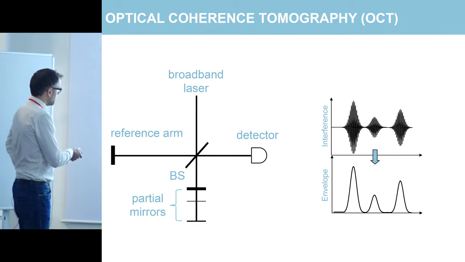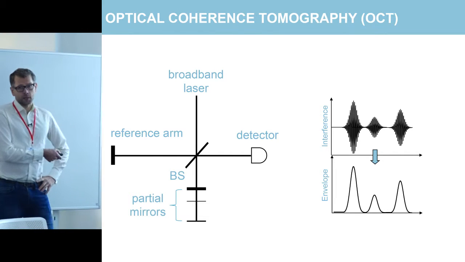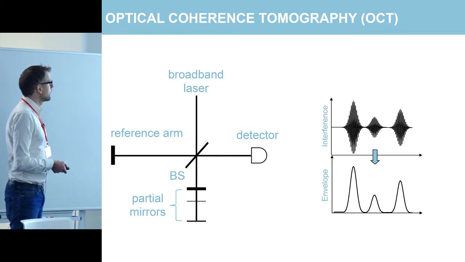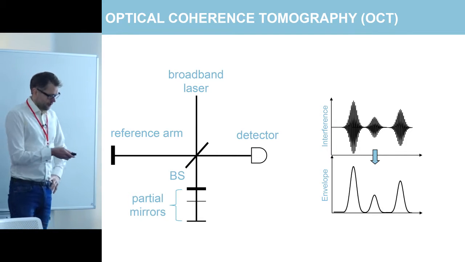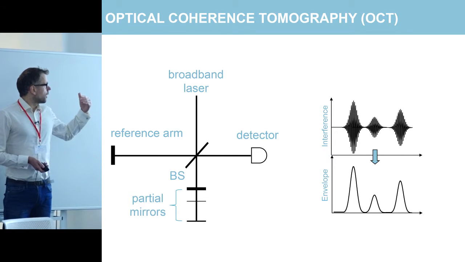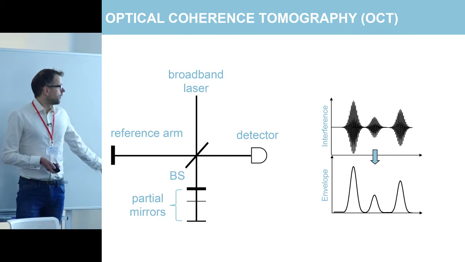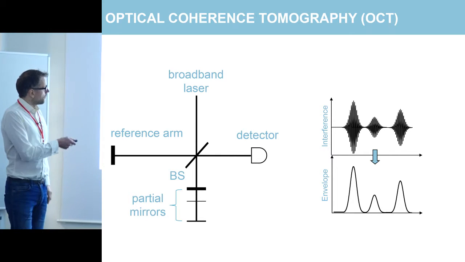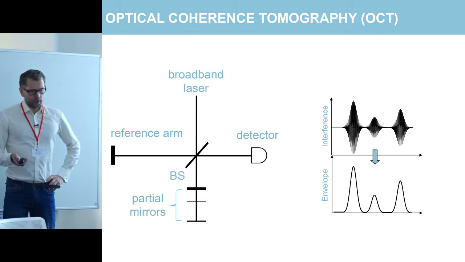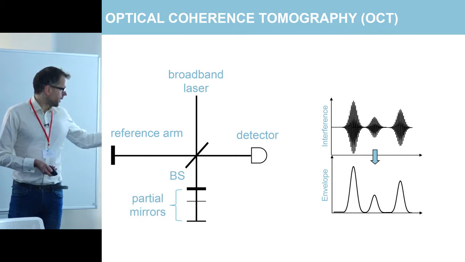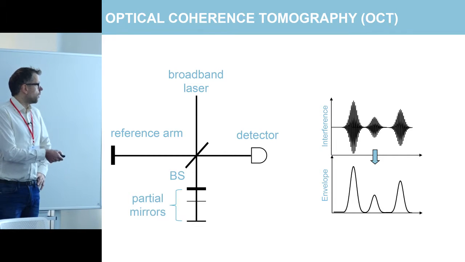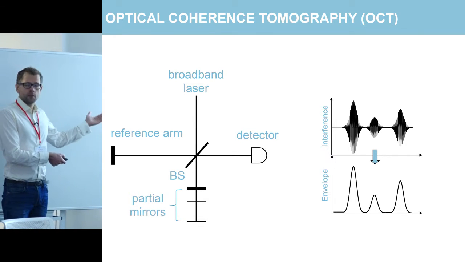And what happens if the path lengths between the two arms are equal within the coherence length of the laser, you'll have interference. Now, if you move the mirror, you will record an interferogram like this, and each peak of that will correspond to a mirror position. So you can extract the envelope of this, and this is basically an image or a depth information in one pixel of your image.